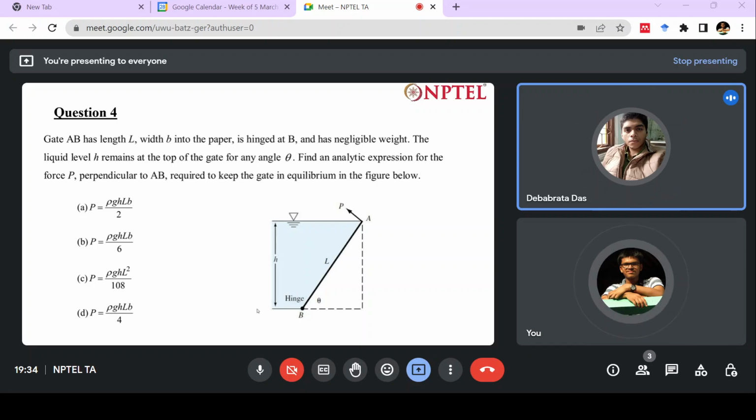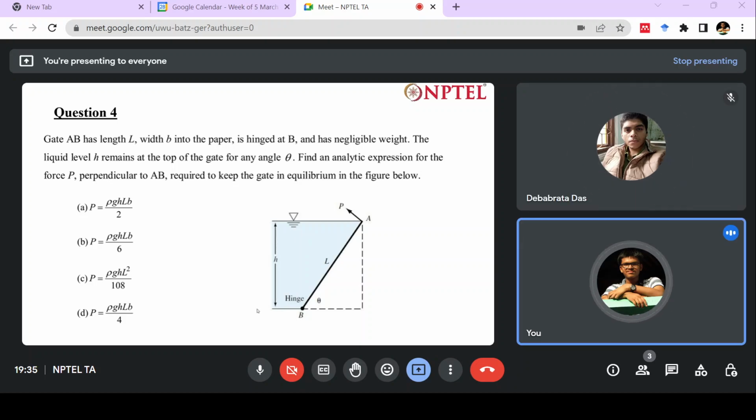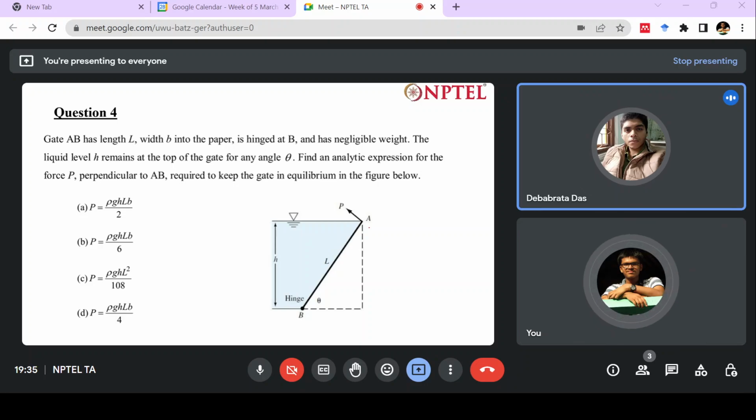All right. So we move on to the next question. This is a numerical question. This you will have to solve. So let's read what this question is saying. The gate AB has length L, width B into the paper. So this is like a three-dimensional thing, but only two dimensions are mentioned. There is a width B which is into the paper, and it is hinged at B. So this is hinged here.